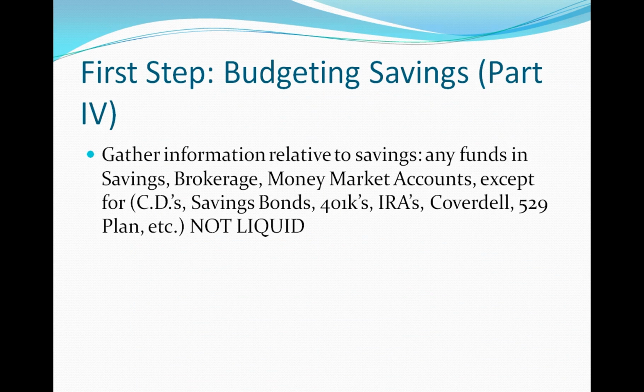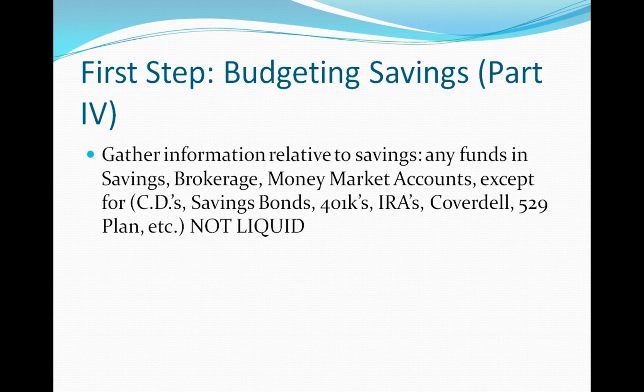Okay, moving on to the next step, we have savings. So now for savings, this is actually the easiest one of the three that we did. For savings, all you're going to do is gather whatever information you have related to it, and that's going to be any funds in a savings account, a brokerage account, or a money market account.